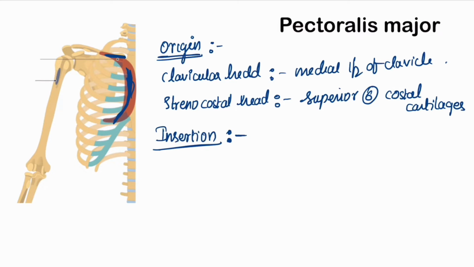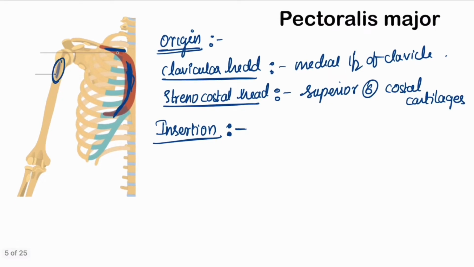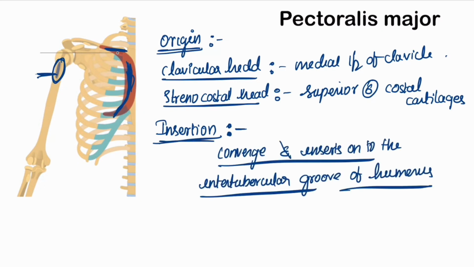Now let us look at the insertion. Both the clavicular head and the sternocostal head converge and insert onto the intertubercular groove of the humerus. This is the intertubercular groove of the humerus. This is the medial half of the clavicle where the clavicular head originates, and from here the sternocostal head originates, that is the superior 6 costal cartilages, and these two heads converge together and insert onto the groove of the humerus. This is the intertubercular groove of the humerus. That's all about the origin and insertion.